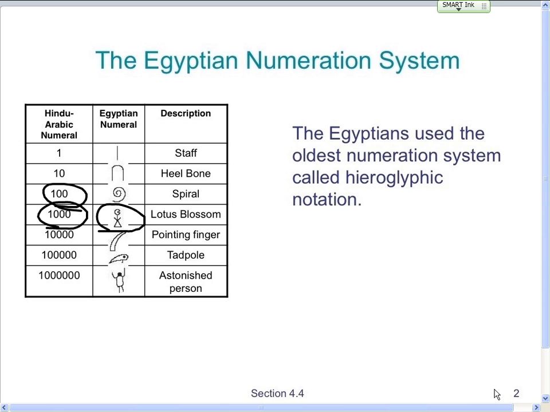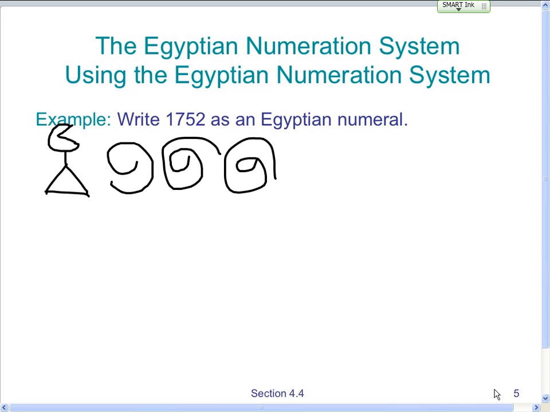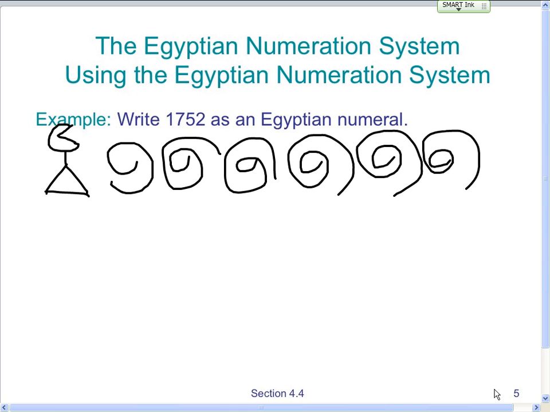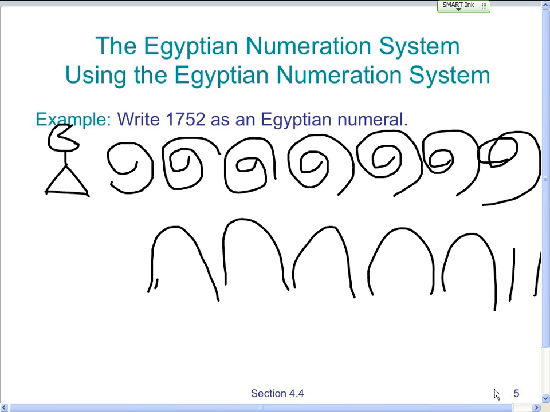Let's see if I can find the right page. Yep. So 1, 2, 3. I'm not drawing the spirals very good, but you get the idea. 4, 5, 6, 7. The 10s, those are what they call the heel bones. 2, 3, 4, 5, and 2. And there you go, 1,752.